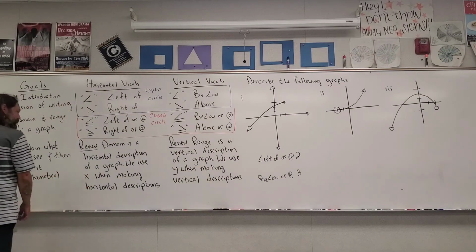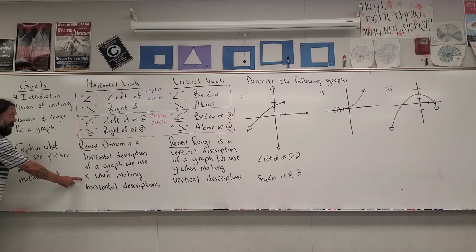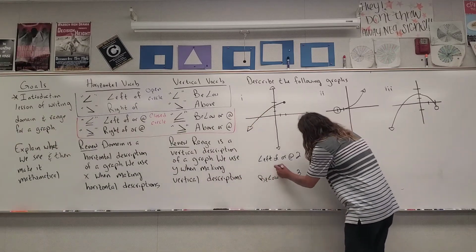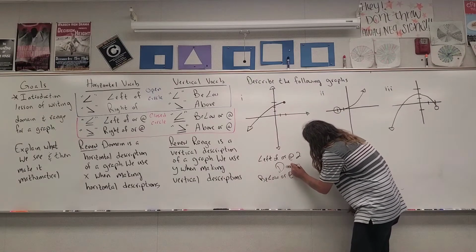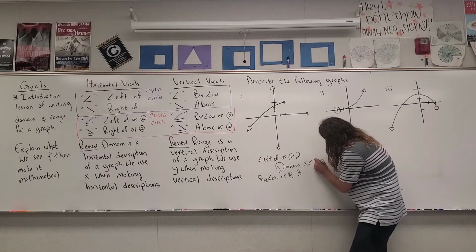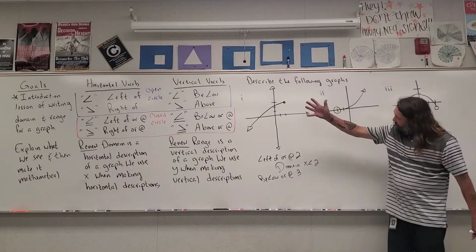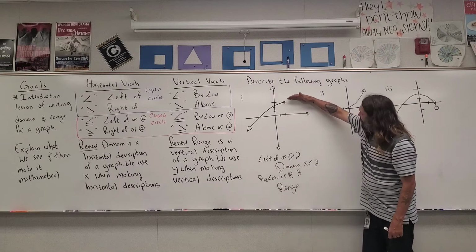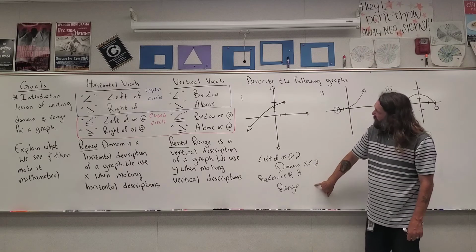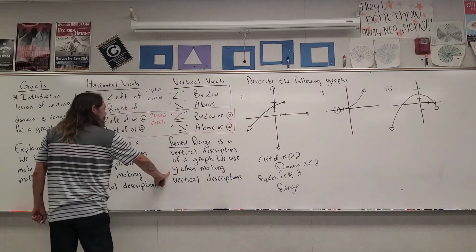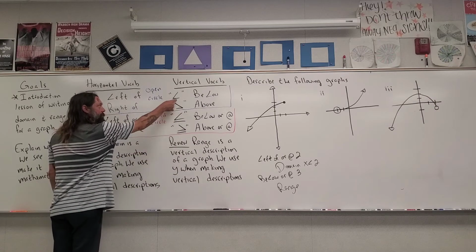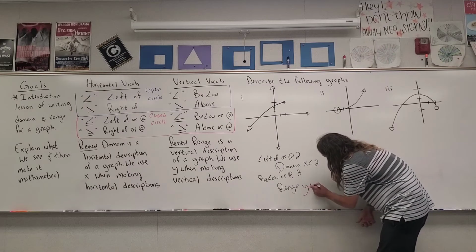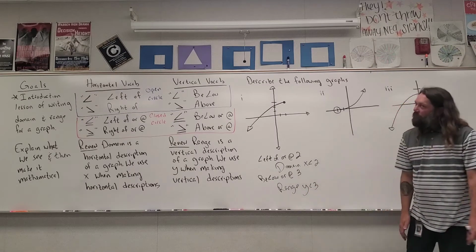So when I'm making a horizontal description, I use X, and so I'm going to say X is left of 2. That is the mathematical domain. So the domain of this is X is left of 2. Now the range, again, which is my vertical description of the graph, I'm below or at 3, so I'm going to make this mathematical. And I use a Y when I'm making my vertical description. So Y is below 3. So the range is Y is less than 3, or Y is below 3, or the graph is below 3.